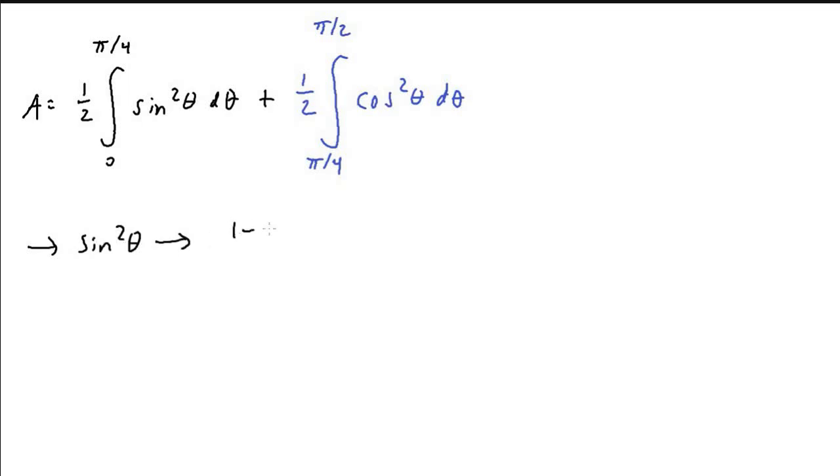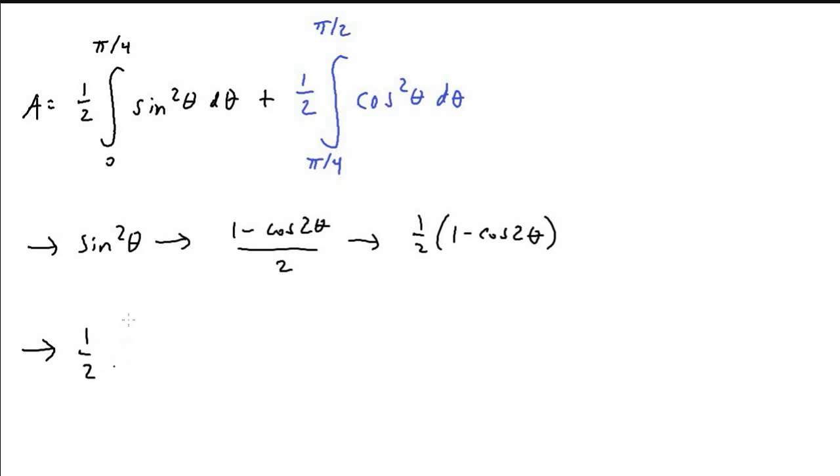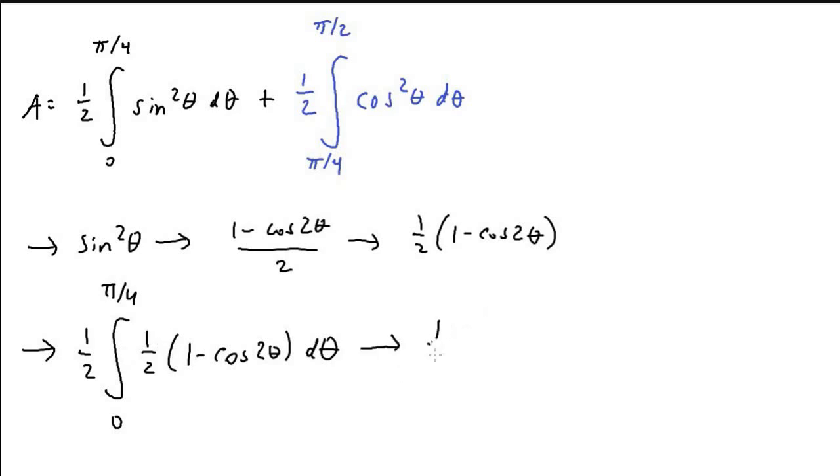as 1 minus cosine of 2 theta over 2, or the same thing as 1/2 times 1 minus cosine of 2 theta. So if I rewrite the integral, we get 1/2 times the integral from 0 to pi over 4 of 1/2 times 1 minus cosine of 2 theta d theta. 1/2 is a constant, so I can take that outside the integral, and 1/2 times 1/2 is 1/4. So I end up getting 1/4 times the integral from 0 to pi over 4 of 1 minus cosine of 2 theta.